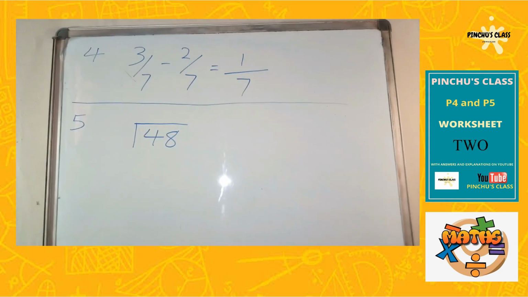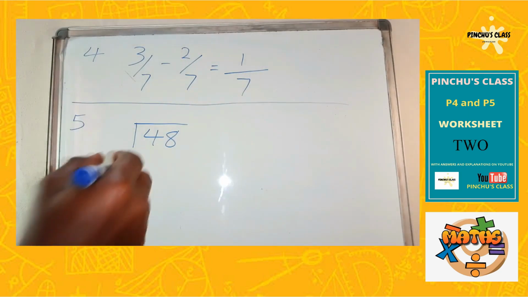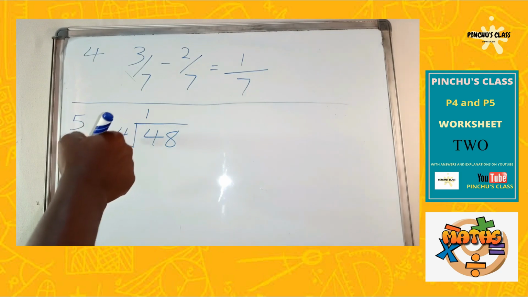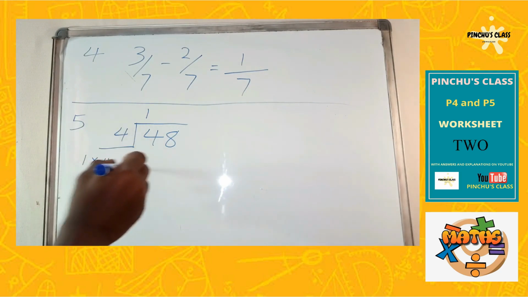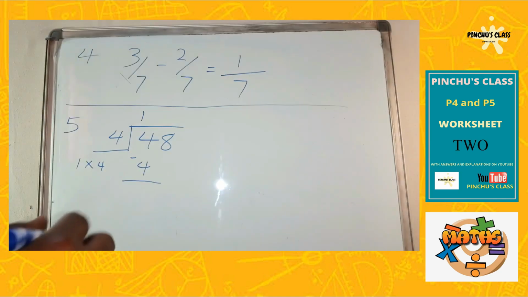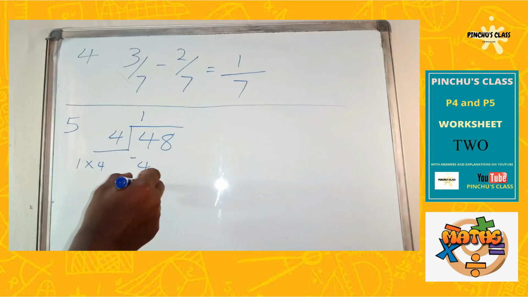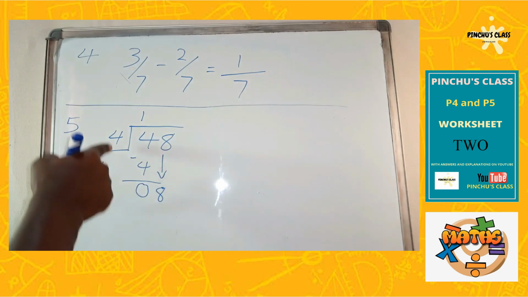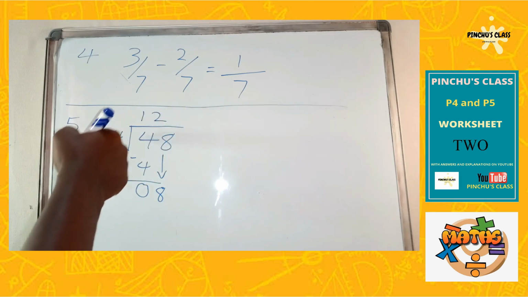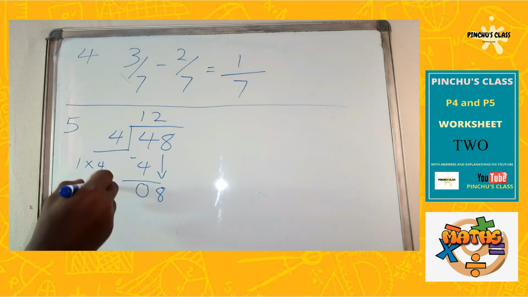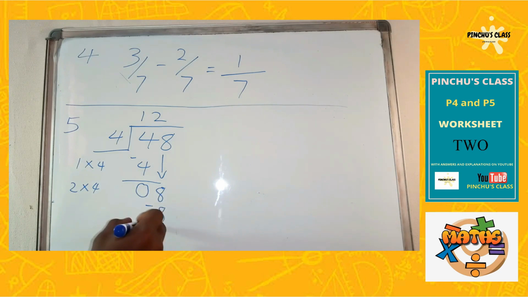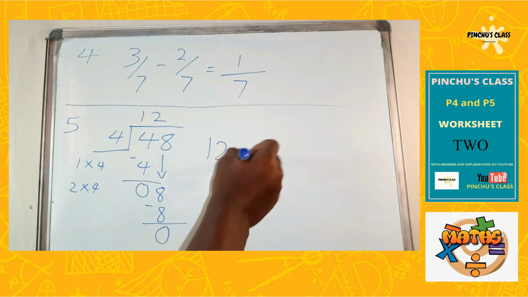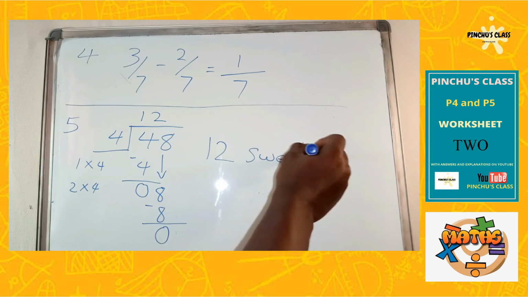48, and then our boys are 4. So 4 boys. 4 divided by 4 is going to be 1. 1 times 4 will give us 4. And then when we subtract, this is going to be 0. Then we bring the 8 down. 8 divided by 4 is going to be 2, and 2 times 4 is going to give us 8, and this one will be 0. So that means each child gets 12 sweets.